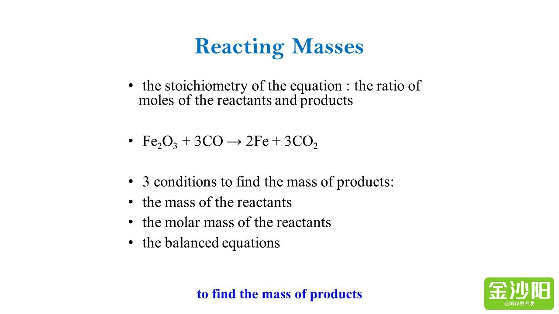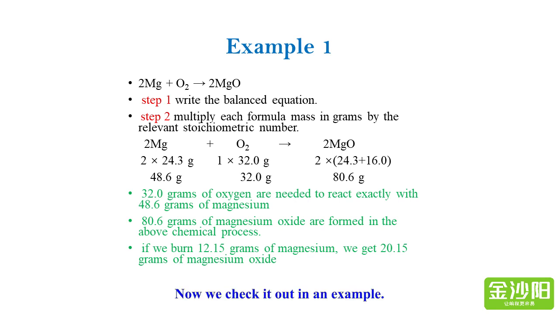In order to find the mass of products formed in a chemical reaction, we use the mass of the reactants, the molar mass of the reactants, and the balanced equation. Now we check it out in an example. Magnesium burns in oxygen to form magnesium oxide. The equation is given. We can calculate the mass of oxygen needed to react with 1 mole of magnesium. We can also calculate the mass of magnesium oxide formed.